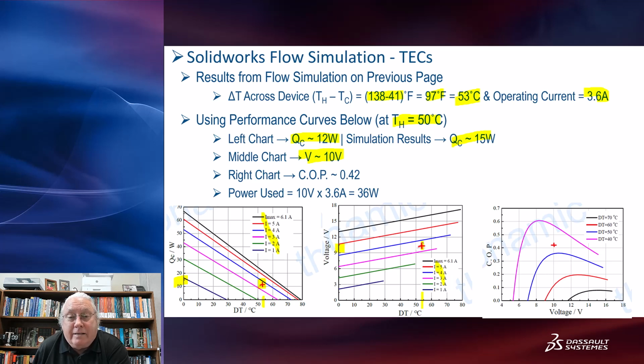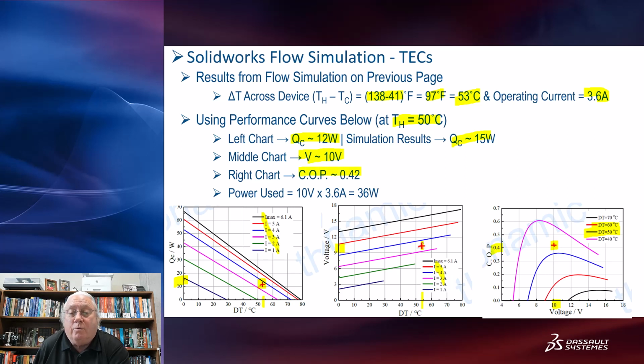Finally, I can get to this coefficient of performance number that I've been looking for. So on the right chart, I plug in 10 volts on this curve, and I find the delta T is somewhere between the blue curve and the red curve, 53. So I tried to find some place that was partially through there, so I got that point right there. And I come over and read the coefficient of performance, and I'm at 0.42.